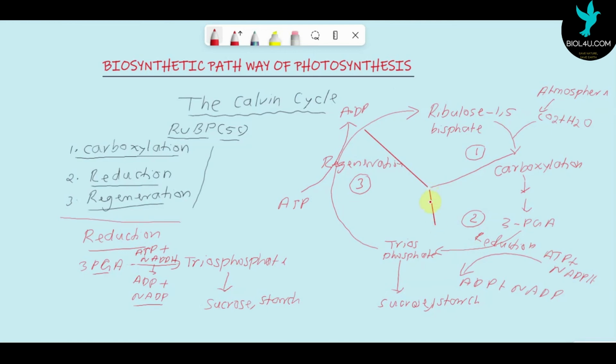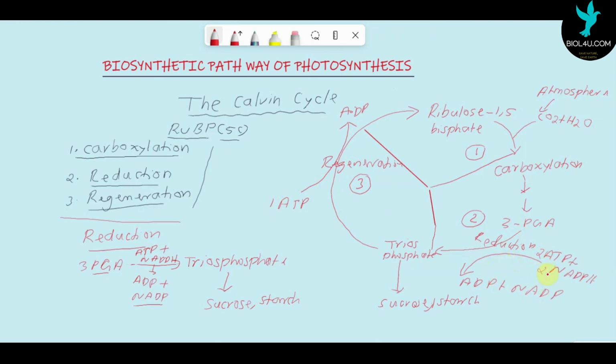So the regeneration is with the help of the triose phosphate. So this is the regeneration stage, this is the reduction stage, and this is the carboxylation stage. By completing all these stages, the carbohydrate is prepared. Okay, so this is the Calvin cycle. For each carbon dioxide molecule entering the Calvin cycle, 3 molecules of ATP are utilized. Actually here 2 molecules of ATP are used, here 1 molecule of ATP, so 3 molecules of ATP are used, and 2 of NADPH are required.